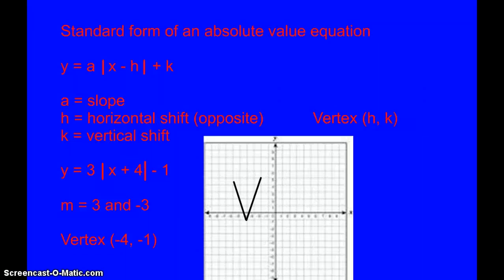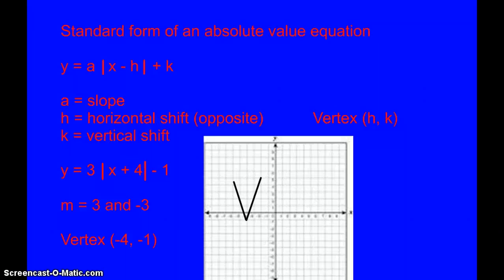Also, you'll notice that you can get the vertex directly from the equation, because h is the horizontal shift on the vertex and k is the vertical shift on the vertex. So therefore the point (h, k) is going to be the bottom or top of our V.